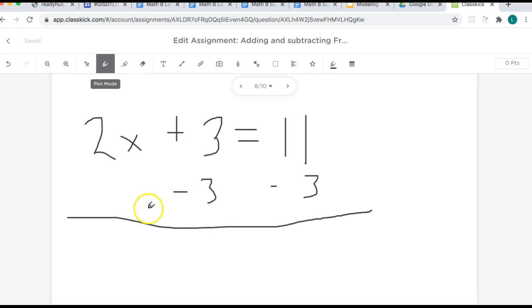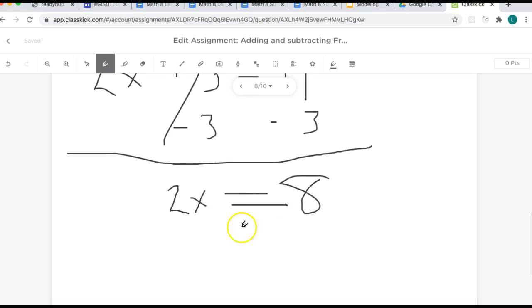Okay, that gives us a 0 pair. We bring down the 2x. Then you have 11 minus 3. That gives you 8. And now we know we're going to divide both sides by the coefficient of the variable, which is 2. And you're left with x equals 4.